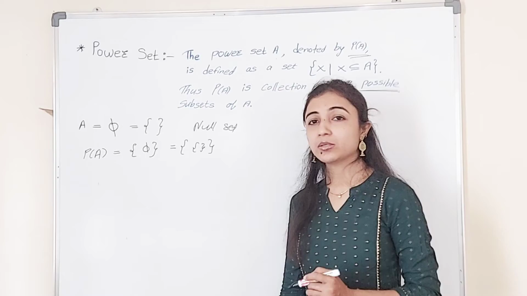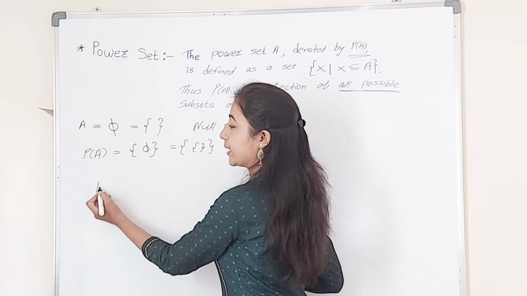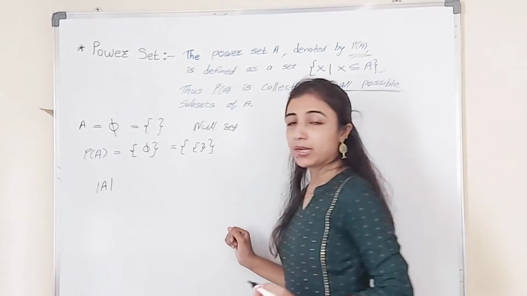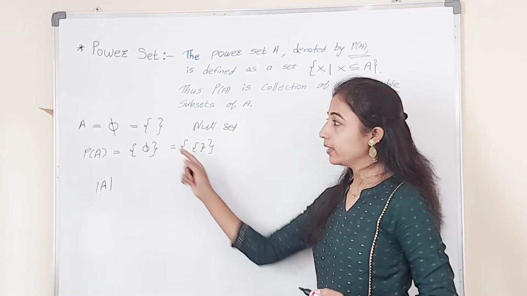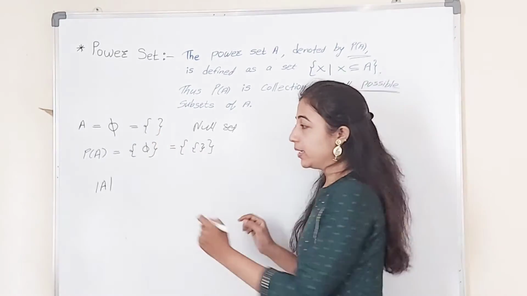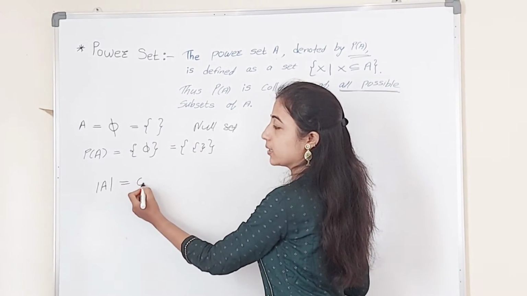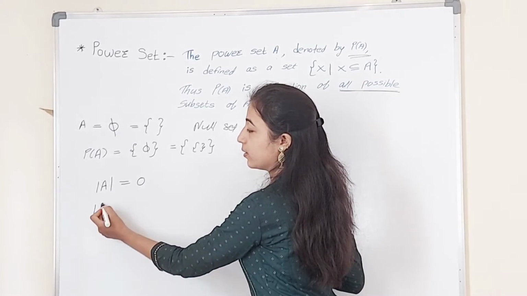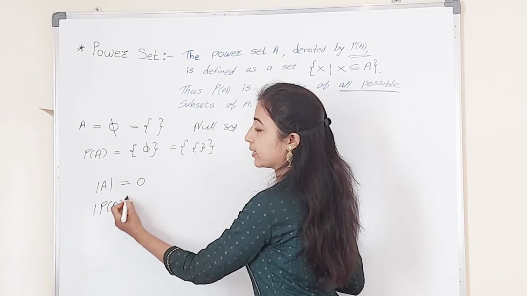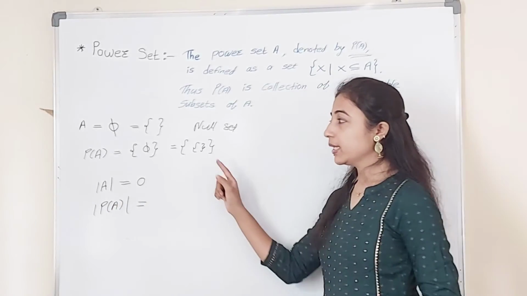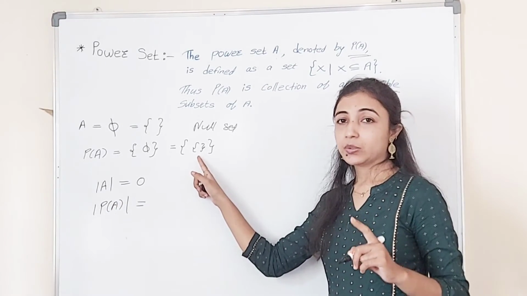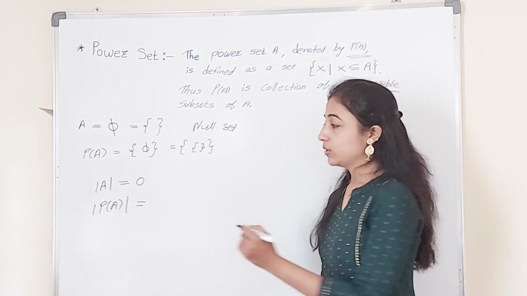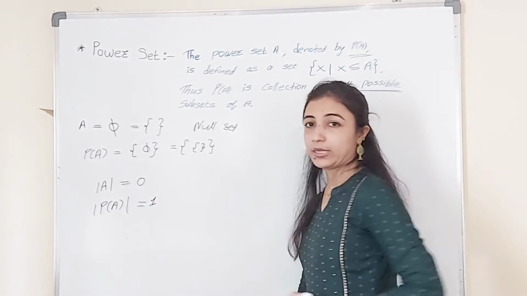Now when we talk about the cardinality, here cardinality of set A: how many elements are contained in set A? It is a null set, so no element. So cardinality of set A is 0. What is the cardinality of the power set here? Cardinality of power set: how many elements does the power set contain? A single element, which is what? The empty set. So it is 1.